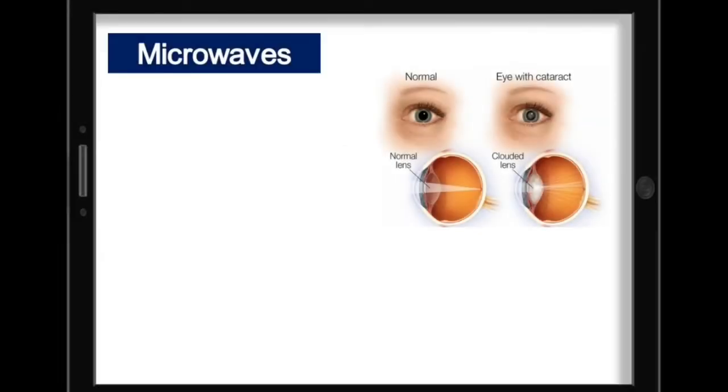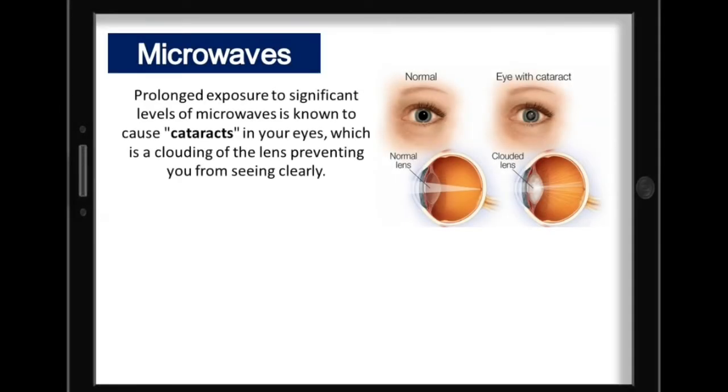The danger side of prolonged exposure to significant levels of microwave is known to cause cataracts in your eyes, which is a clouding of the lens preventing you from seeing clearly. So, don't make a habit of pressing your face against the microwave oven door to see if your food is ready.